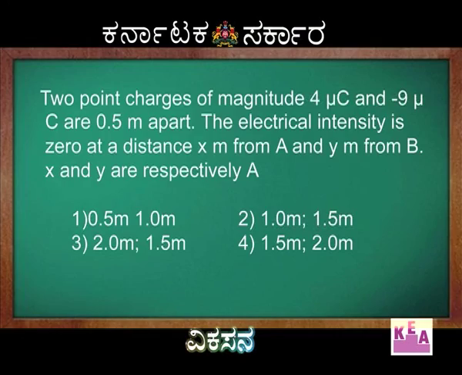I will read the question. 2 point charges of magnitude 4 microcoulomb and minus 9 microcoulomb are 0.5 meter apart. The electric intensity is 0 at a distance x meter from A and y meter from B. X and y are respectively, first option 0.5 meter and 1 meter, second option 1 meter and 1.5 meter, third option 2 meter and 1.5 meter, fourth option 1.5 meter and 2 meter.